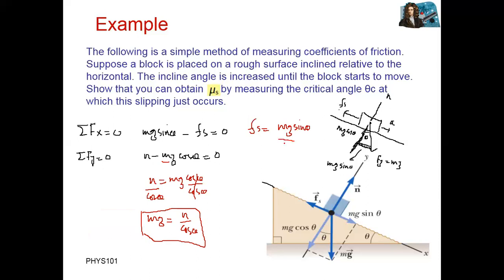If you replace mg with n divided by cosine theta, friction force is equal to n divided by cosine theta, multiplied with sine theta. So f of s is equal to n, and we have sine theta divided by cosine theta. Our f of s is equal to n into tangent theta.